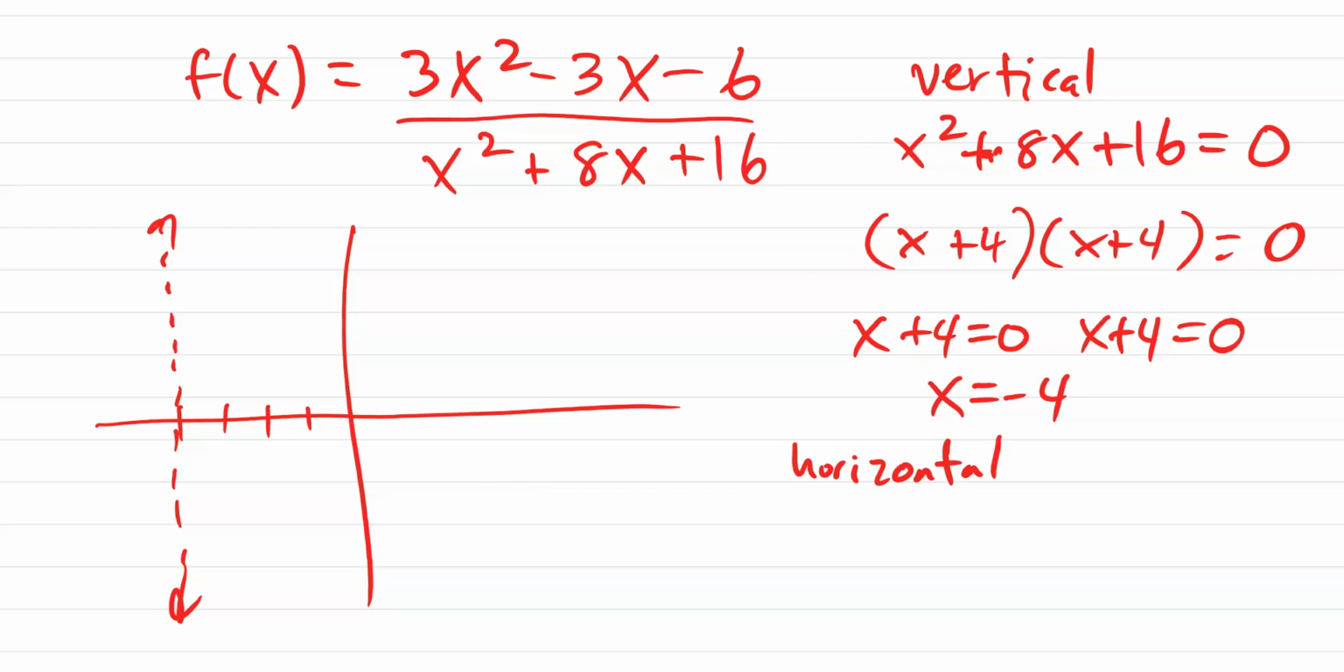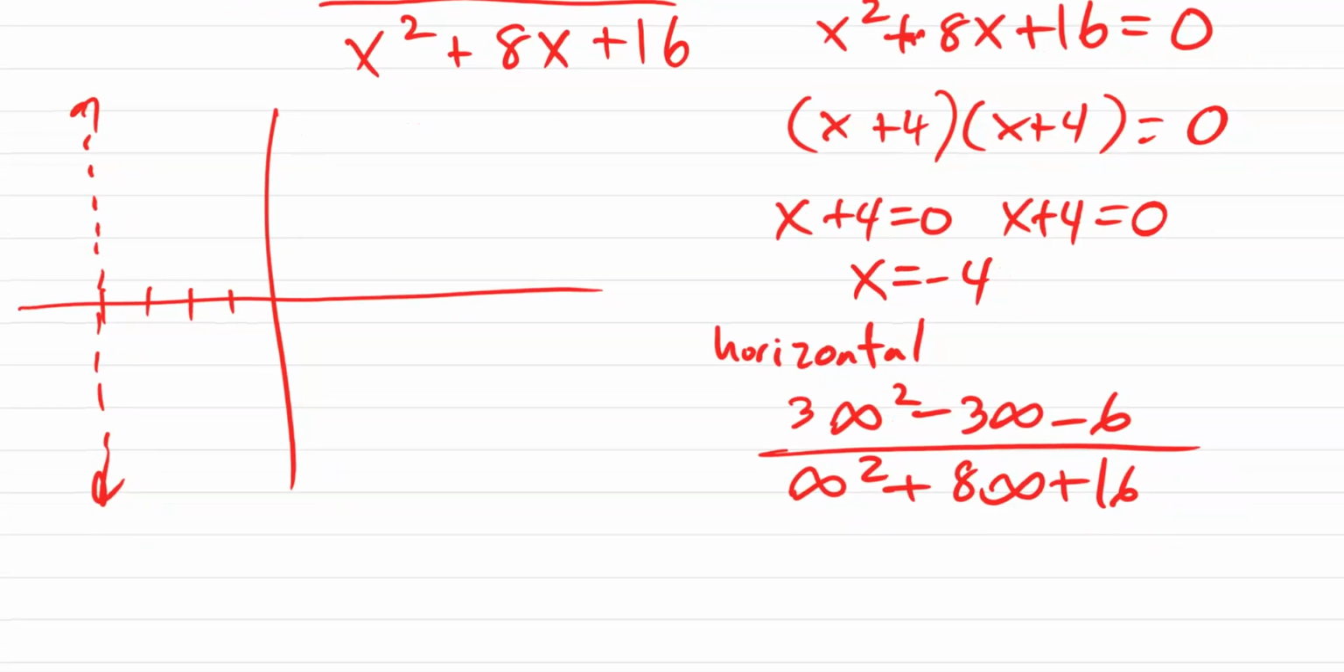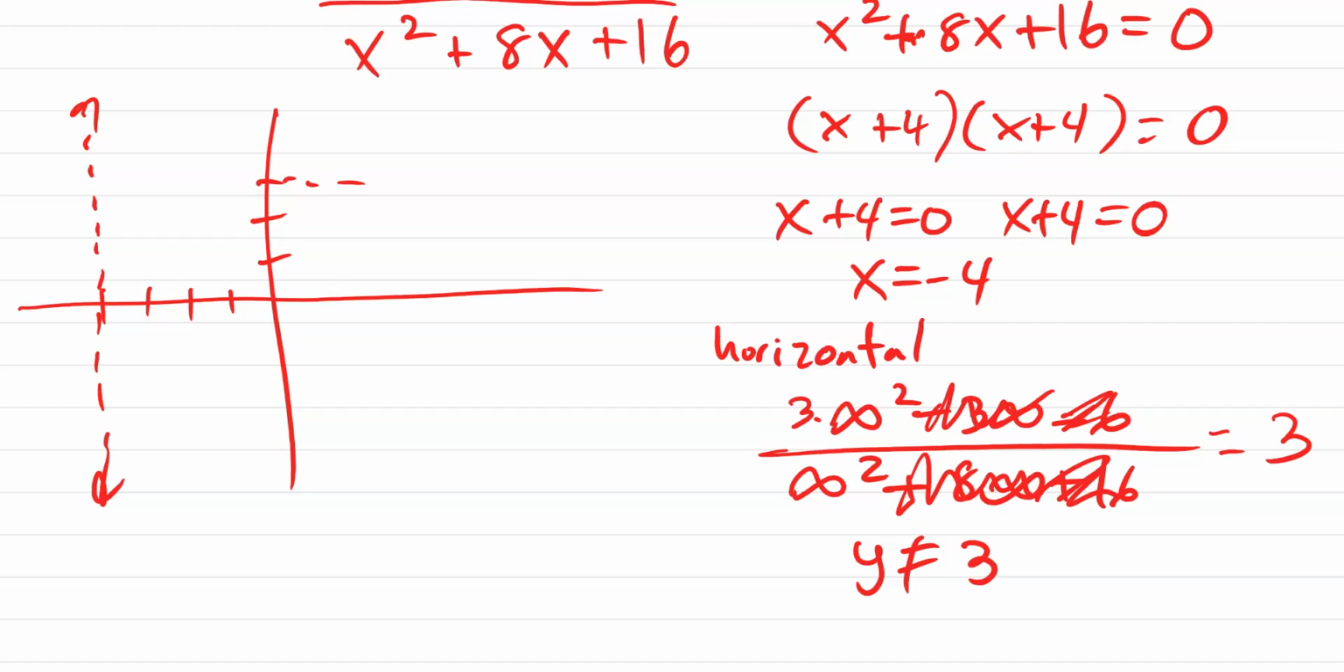Replace everything with infinity. 3 infinity squared minus 3 infinity minus 6 over infinity squared plus 8 infinity plus 16. What becomes insignificant? The adding and the subtracting. If I have infinity squareds, regular little infinities become insignificant. I keep just the highest power, keep the multiplication, reduce what's left. Infinities all cancel, leaving us with just 3. Y will never equal, but get close to, 3.